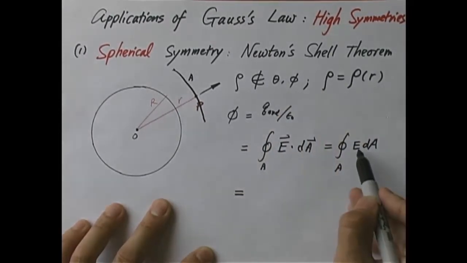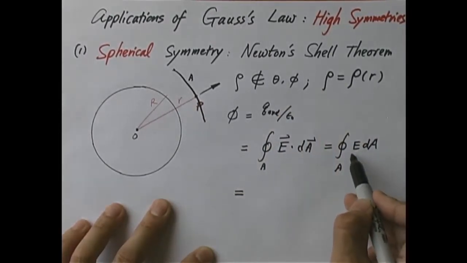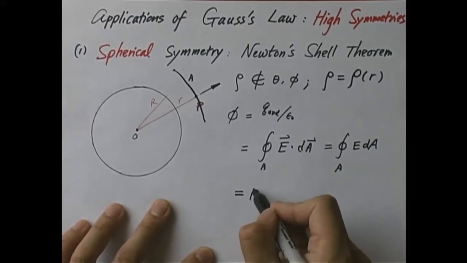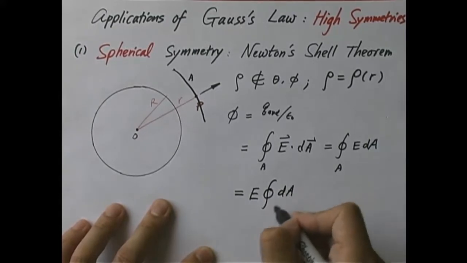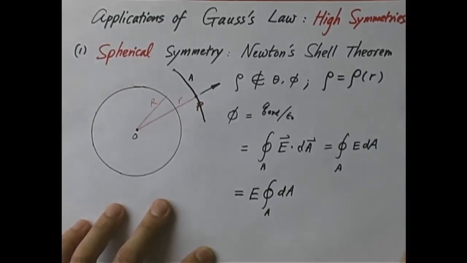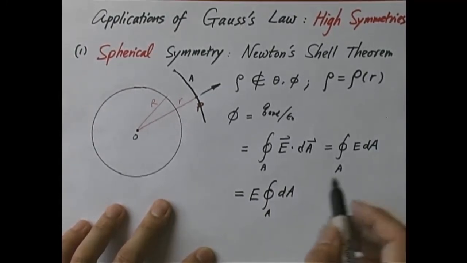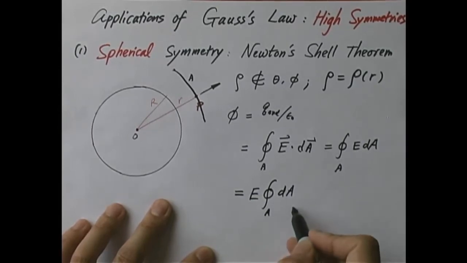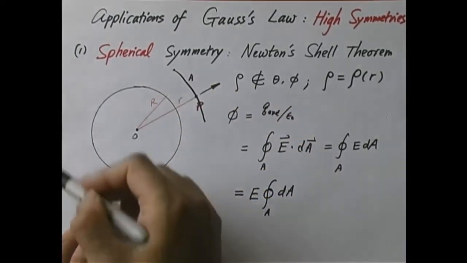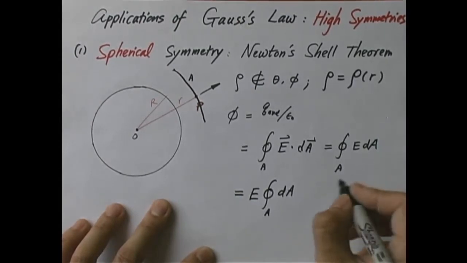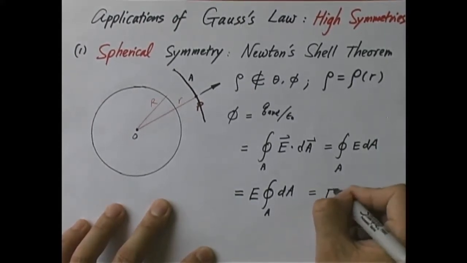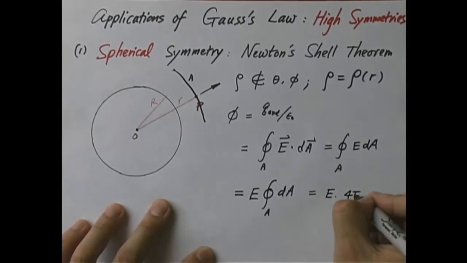So E has the same magnitude, and therefore I'm going to take it out of the integration. So this is just E, I'm going to be taking it out, dA. Now, what do we do next? All we have to do is to integrate dA over the entire Gaussian surface. That's just a sphere of radius r. We know exactly what to do. Okay, so this really is just E times 4 pi r squared.